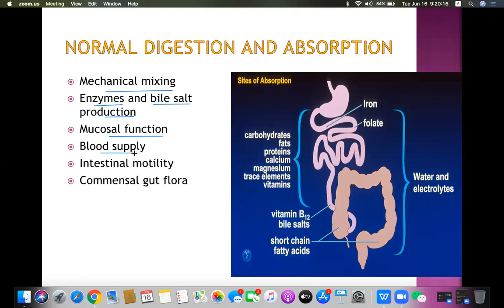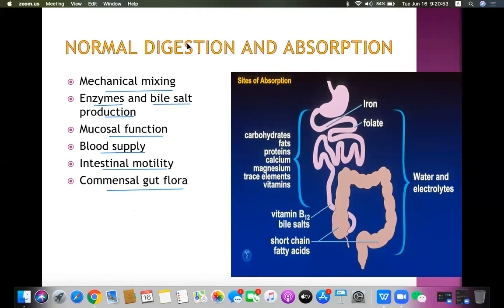There has to be good blood supply for normal digestion and absorption. Ischemic bowel cannot do all these functions. Intestine has to move well. That is called normal peristaltic movement, and that is contributed by the vagus nerve. Commensal gut flora also helps, because if some bigger food particles are still there, they can degrade them, and at the same time they can synthesize some of the vitamins.